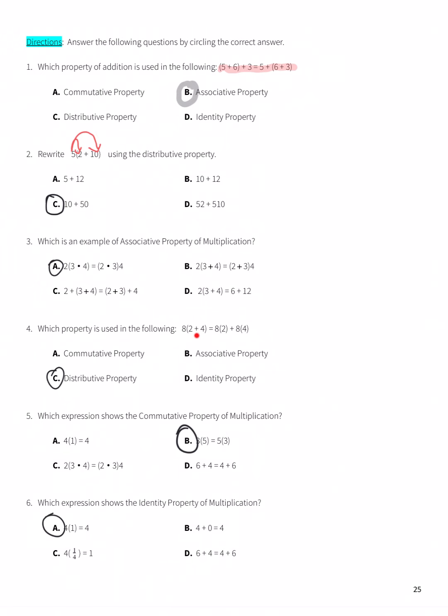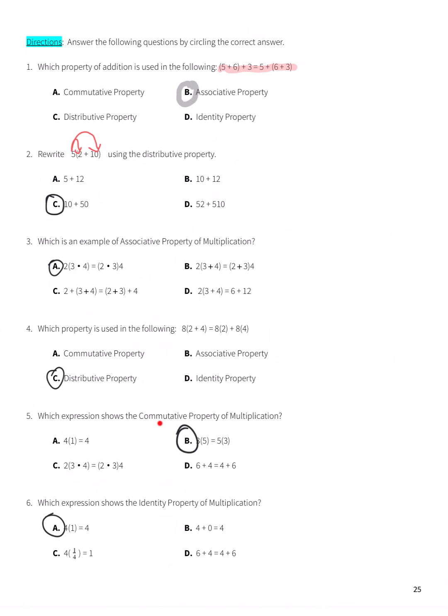Next one, which property is used in the following equation? 2 times the quantity 2 plus 4 is equal to 8 times 2 plus 8 times 4. So you can see here we took this 8 and we multiplied it by both numbers. We distributed the 8 to both numbers. 8 times 2, 8 times 4. So that would be the distributive property.